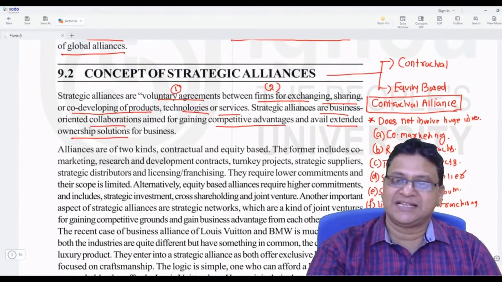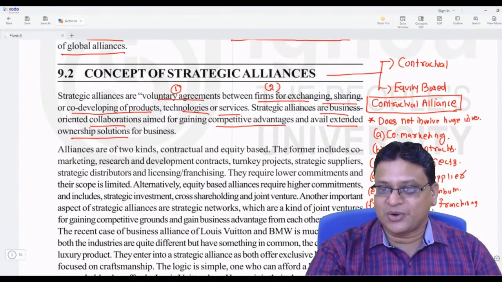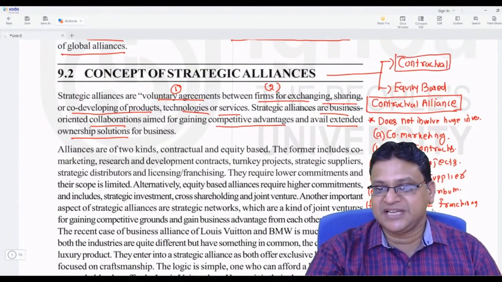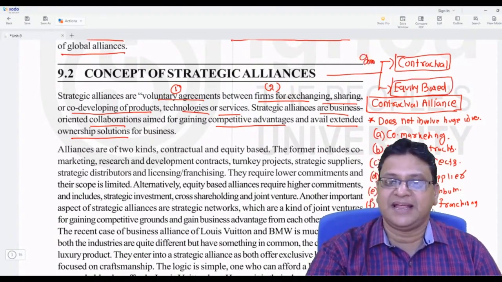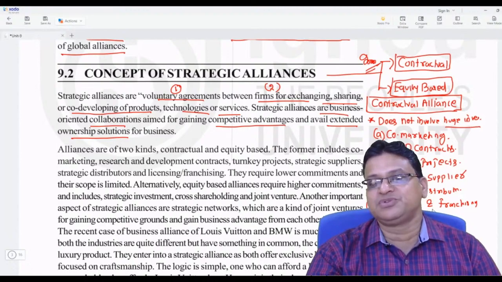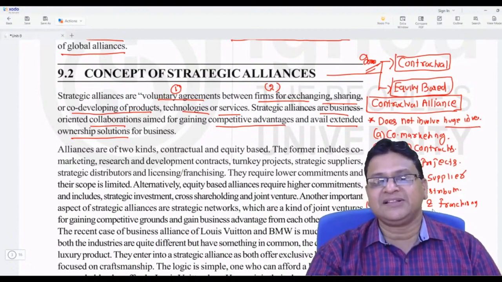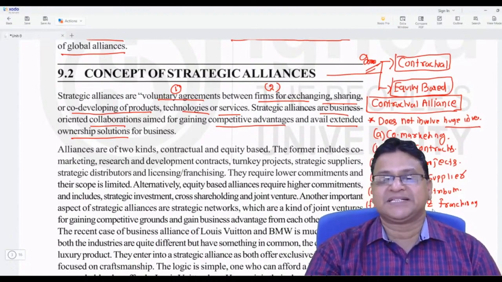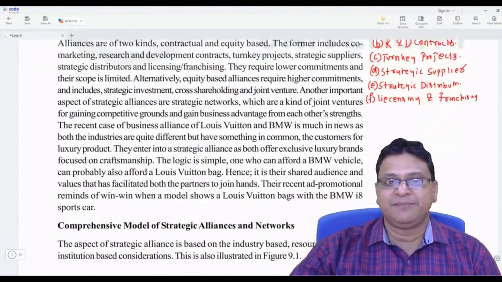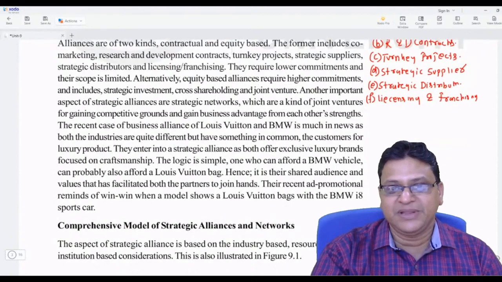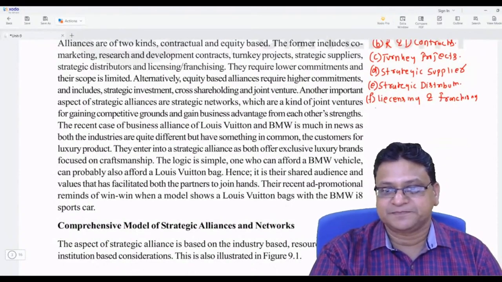So strategic alliance is of two types. One is contractual alliance, another is equity based alliance. We have discussed contractual alliance, which does not involve huge investment. Then another alliance is equity based alliance. Now we will discuss the different equity based alliances. So write down equity based alliance.